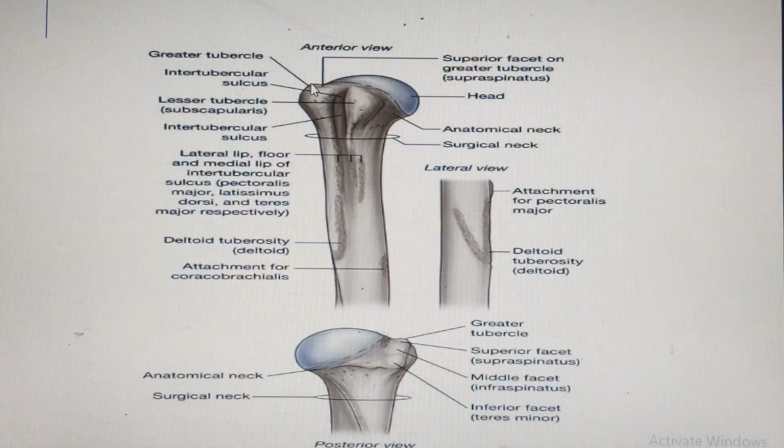And these ones, we say with the mnemonic SITS, S-I-T-S. The first S-I-T will be inserting on facets on what we call the greater tubercle. So we have what we call superior facet, middle, and of course inferior facet over there. The superior facet is for the supraspinatus muscle, the middle for the infraspinatus muscle, and the inferior or lower facet for the teres minor muscle. So this is how we are going to say it.